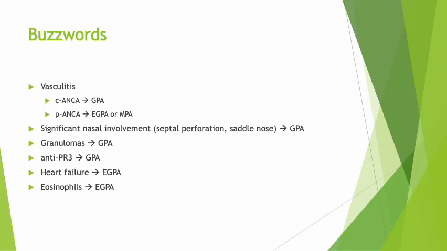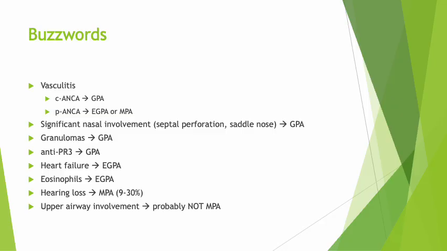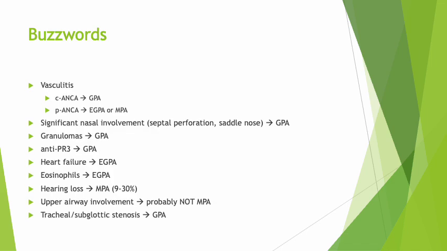If they have any evidence of eosinophils or they have prominent heart failure conditions, think more about EGPA. And then if they have hearing loss, that's most likely MPA, which is the only one of those three that has ANCA positivity in hearing loss. That's more prominent. And if there's upper airway involvement, they're probably not trying to get you to say MPA. And then if you see things like tracheal or subglottic stenosis, think more GPA. So keep these buzzwords in the back of your mind. Again, it's very confusing to differentiate between the ANCA vasculitis, but there are some buzzwords that they'll always involve, so you can pick between one of these three conditions.